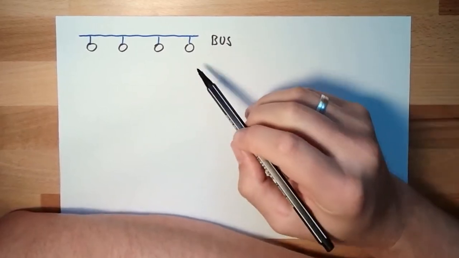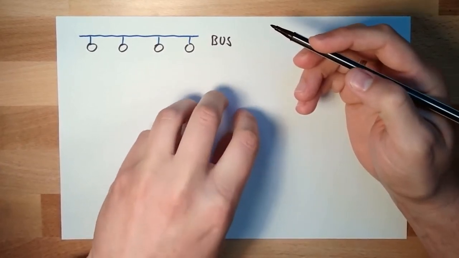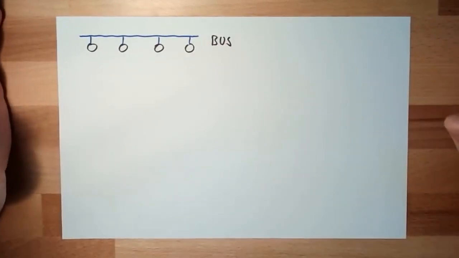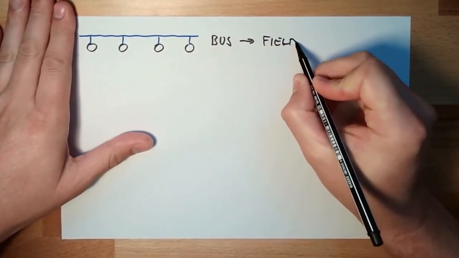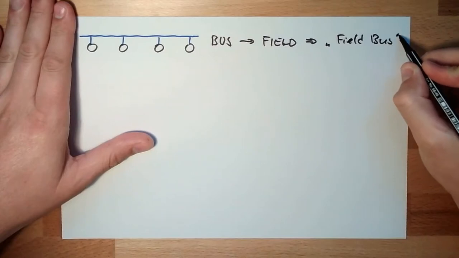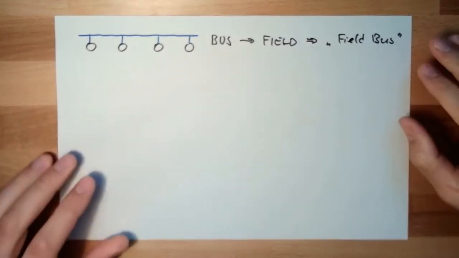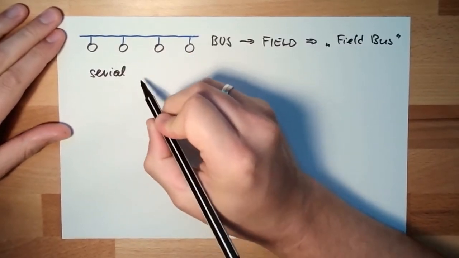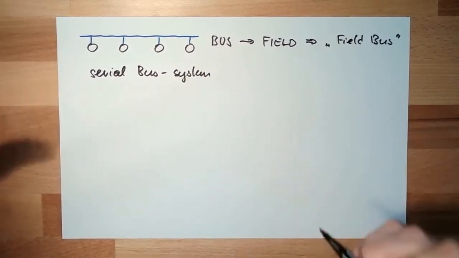And now why is it called field? Because we're going from a control room or wherever, a central station, into the field, into our plant, into whatever is out there. Bus to the field, where the action happens, so it is called field bus. And in the field, that's not within a 2 meter range, this is maybe at big plants in the kilometer range. So field buses are usually serial. Serial bus system.